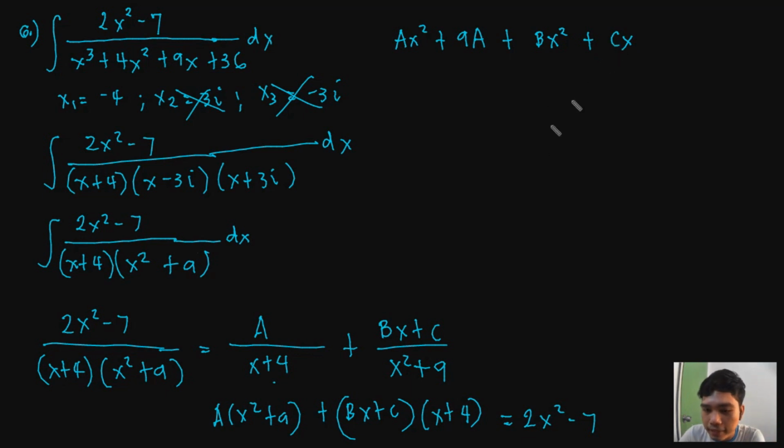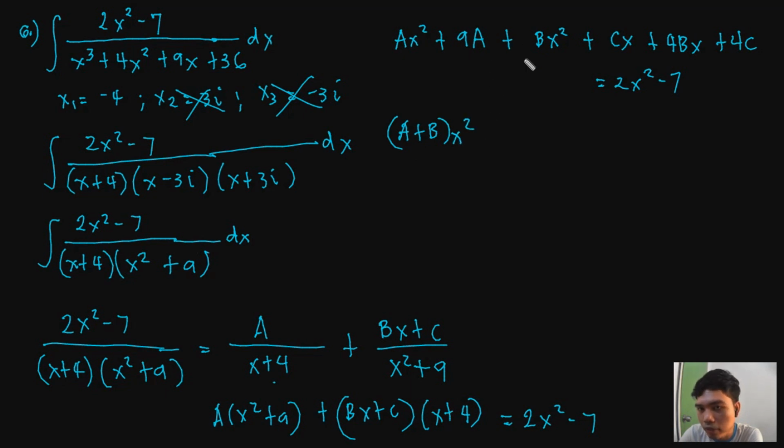Anyway, so plus cx and then plus, nag-foil method lang ako dito, plus 4c. This is equal to 2x squared minus 7. Now again, what we have to do is to combine all the like terms, diba? So for this, yung may squared is just yung a and b. So that is a plus b and then x squared.